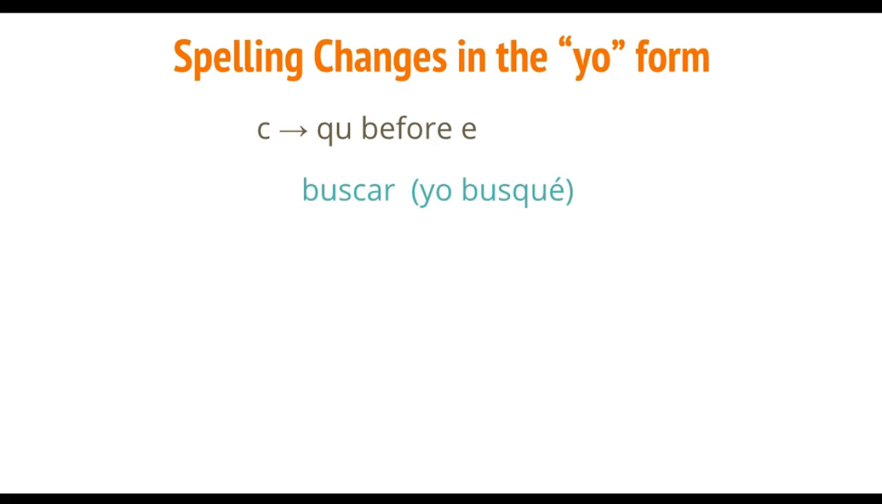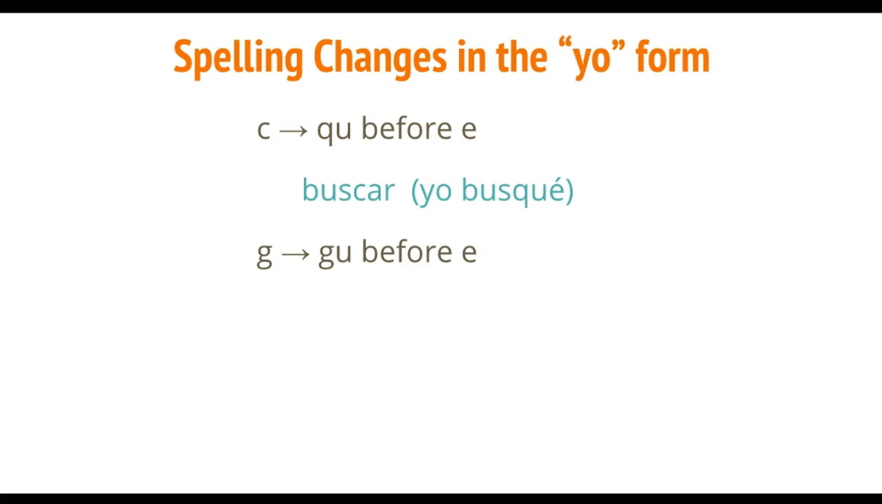And the reason that we change the C to a QU is so that it maintains the hard C sound, that K sound. If we didn't change it to a QU and it was B-U-S-C-E with an accent, then that verb would become bousser, which is not the word that we're wanting to say.